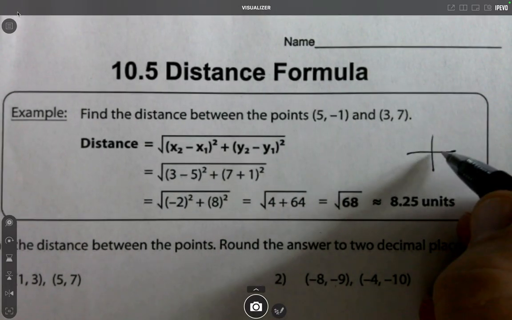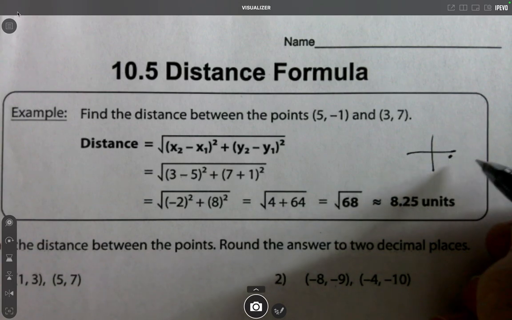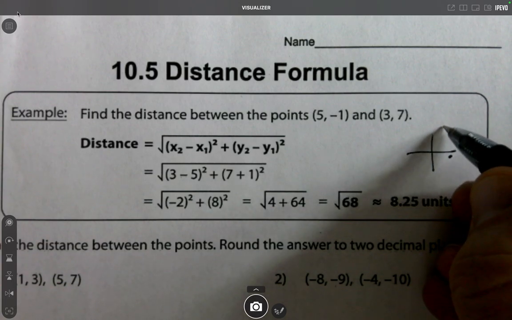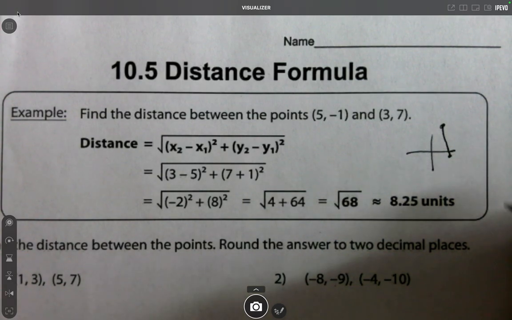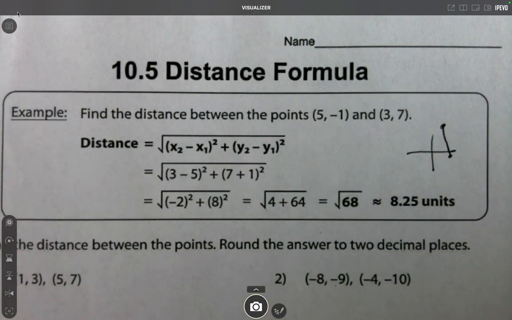So (5, -1) would be somewhere around here, and then (3, 7) would be maybe up here. So they're saying, how could we figure out the distance between those two? Because it's not just a straight vertical or horizontal line where we could just count the number of blocks. So we've got to use this formula.